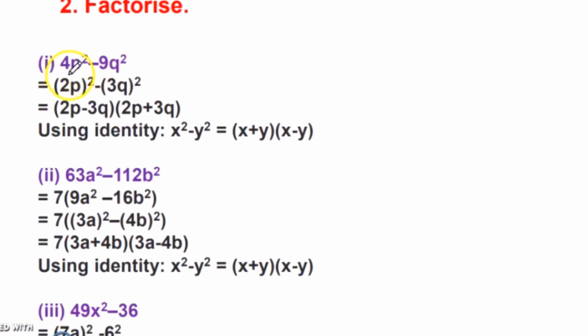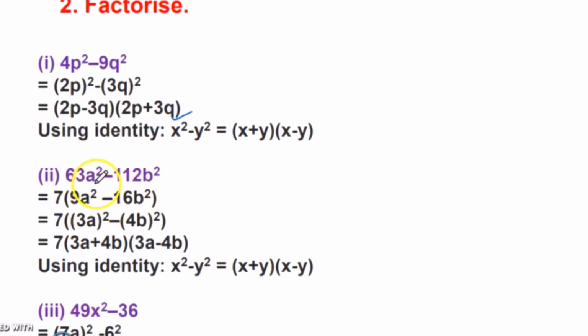Second question, first part is 4p square minus 9q square. Now whenever you have only two terms and both are perfect squares, like here 4p square, you can write it as 2p the whole square. 9q square can be written as 3q the whole square. So that means this is of the form a square minus b square, and the factors will be a minus b into a plus b. So these are the factors.